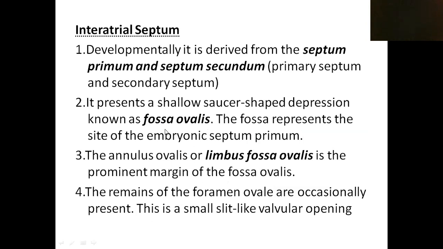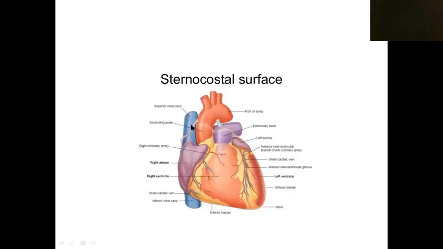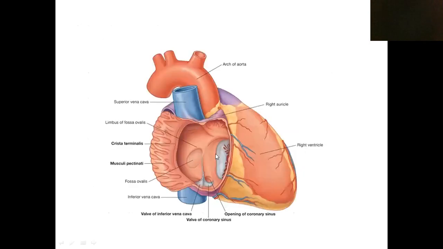Sometimes this interatrial septum develops from the primary septum and the secondary septum, septum primum and septum secundum. Imagine this area develops from the primary septum, and this area from the secondary septum. So it arises from two parts, the primary and secondary septum. As a result of fusion of the septum primum and septum secundum, this interatrial septum will form.